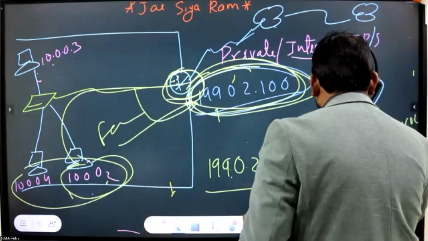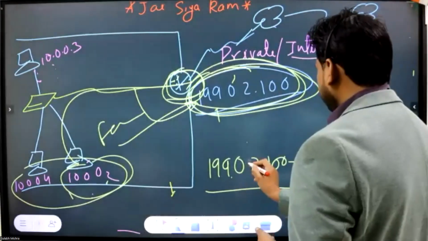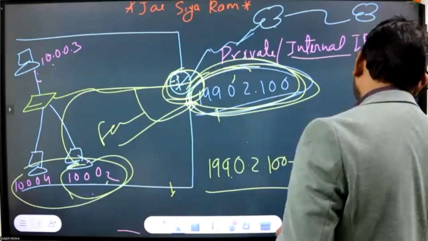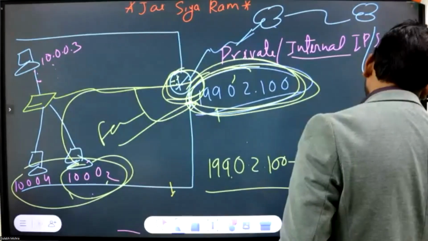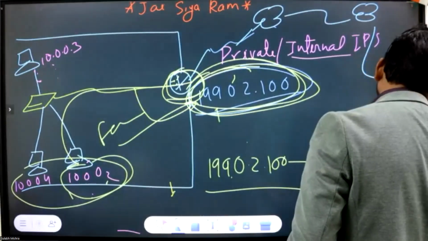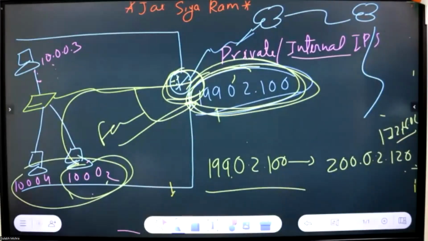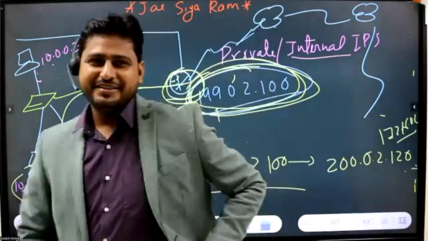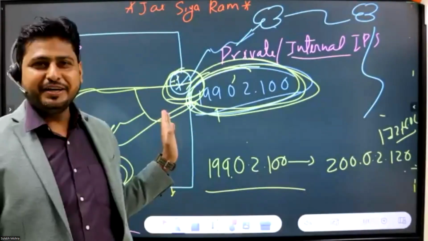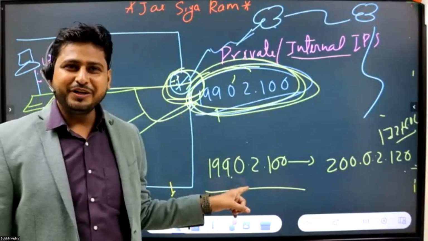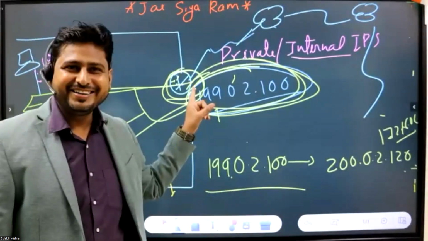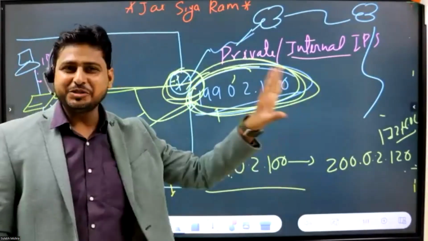If you see this IP address, and another is 200.0.2.120, then what do you mean by this? Public IP to public IP communication, external to external. But you are seeing this communication on your network, right? So how is it possible?